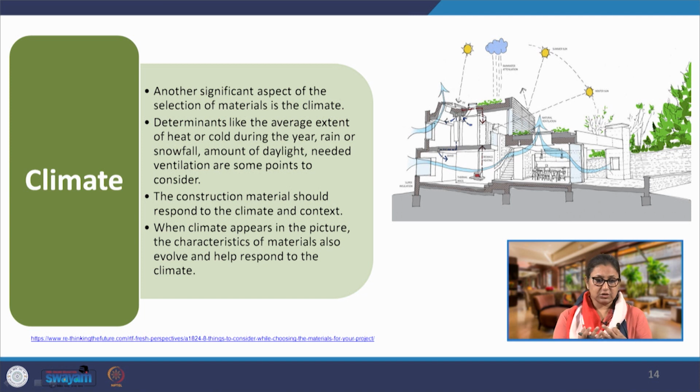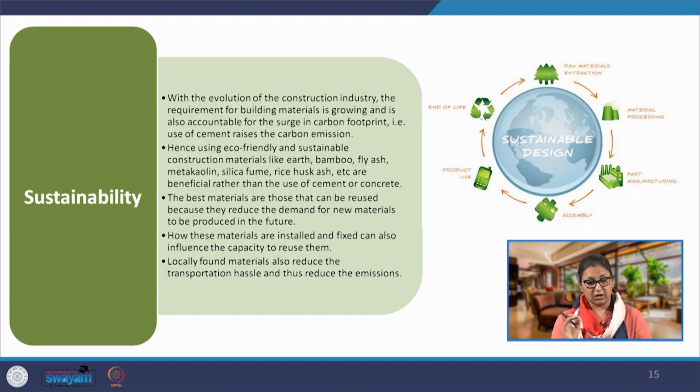So, unfortunately, when we are selecting the materials and designing the buildings, the understanding of climatic context and requirement takes a backseat. We have to put it in the front and design and select materials accordingly. A lot of this is part of sustainability, plus the emissions that are associated with the manufacturing of the material right from the raw material extraction.